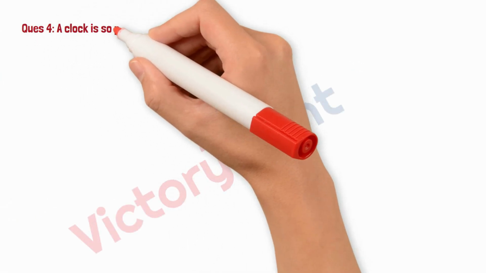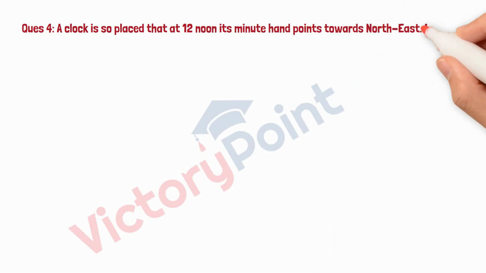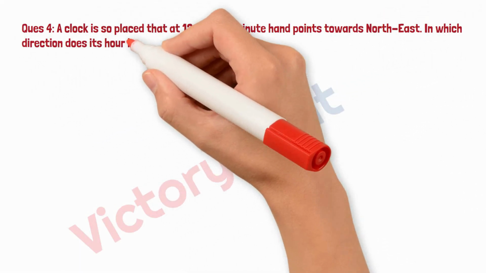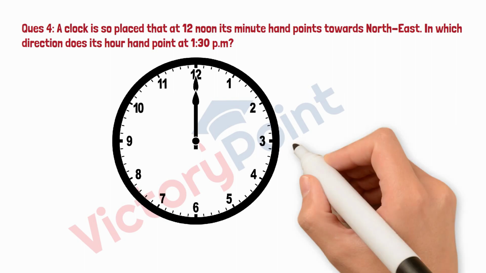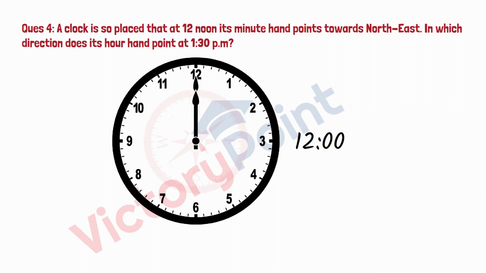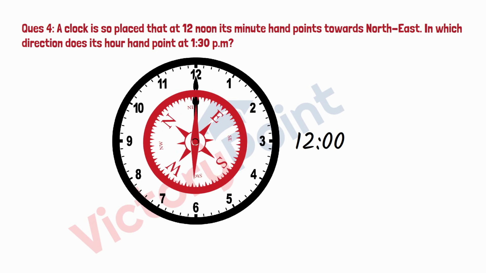A clock is so placed that at 12 noon its minute hand points towards northeast. In which direction does its hour hand point at 1:30 p.m.? So now we have a clock and let's display 12 noon on it. Now the minute hand is pointing towards northeast. You can either rotate the clock or the compass. It's better if we rotate the compass because the question becomes easier in this scenario. So let's rotate the compass such that at 12 noon the minute hand is pointing towards northeast.